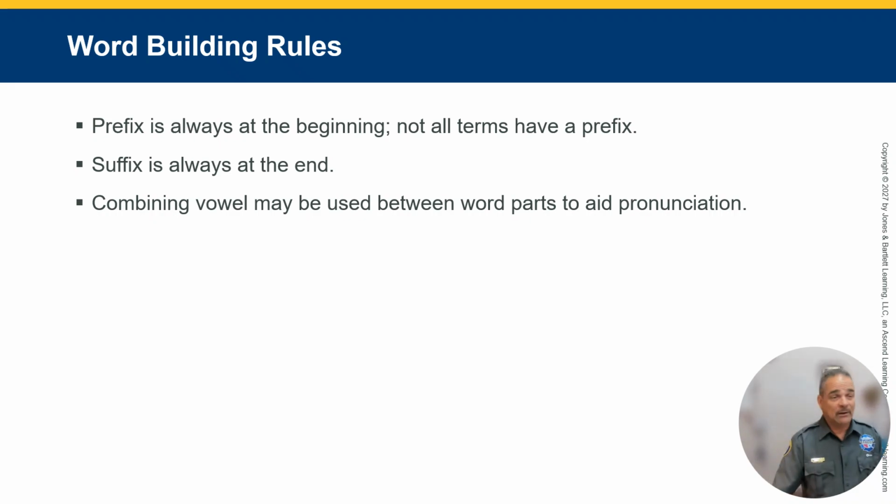All right, so word building rules. There are some basic rules when building or taking apart a medical term. The prefix is always at the beginning of a term. However, not all terms will have a prefix. They don't always have a prefix word in front of them. The suffix is always at the end of the term. A combining vowel may be used between word parts to aid in pronunciation. So these are some basic word building rules.